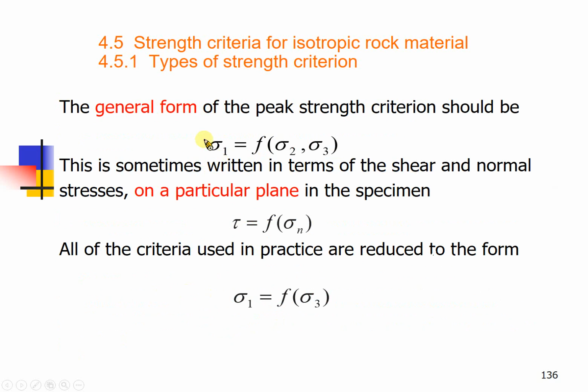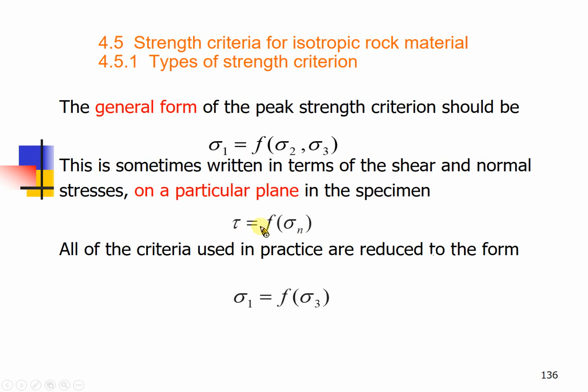We have the general form to express the failure criterion like this. So we can express the peak strength or residual strength in terms of sigma 1. The peak strength or the residual strength of the rocks will be a function of sigma 2 and sigma 3. This will be a kind of stress combination.